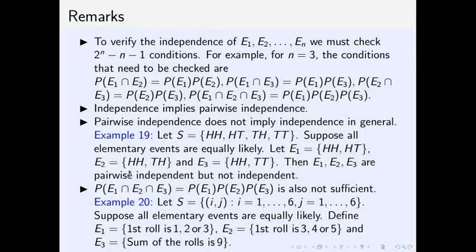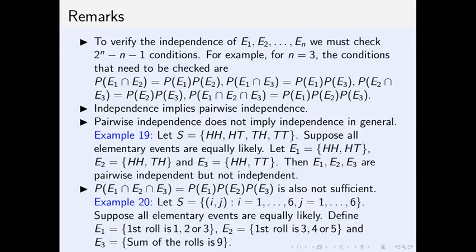And one of the examples is given here, and this is a very simple example. What I am doing is tossing a fair coin two times. So if I toss a fair coin two times, the sample space is head-head, head-tail, tail-head, or tail-tail. Now let us consider three events, E1, E2, E3. What is E1? E1 is the event that the first toss results in a head. E2, the second toss results in a head. And E3, both the tosses have the same outcome.